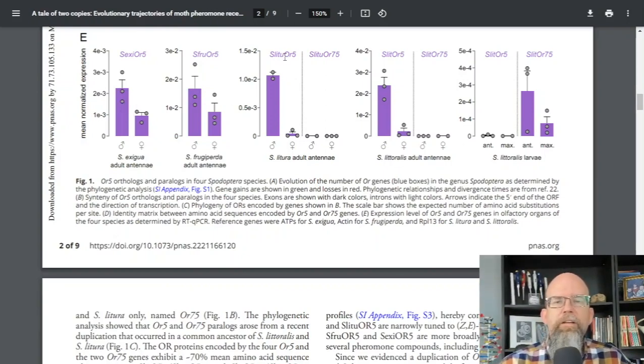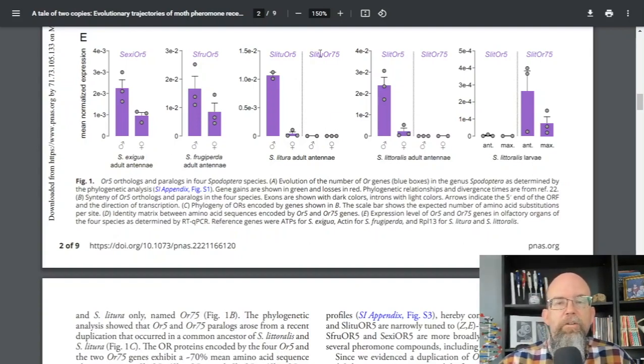And then if we go over and look at olfactory receptor 5 in litura, what we find is now there's a difference in expression. We find that olfactory receptor number 5 is highly expressed in the male and hardly expressed at all in the female. So that is a difference in their physiology, right? That's a difference in how they're expressing their genes in that species compared to those other two species.